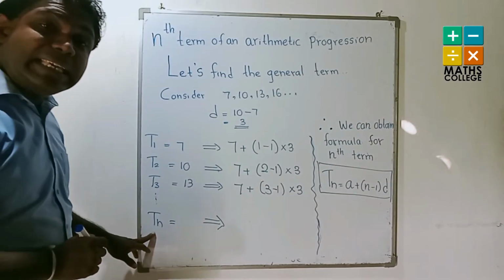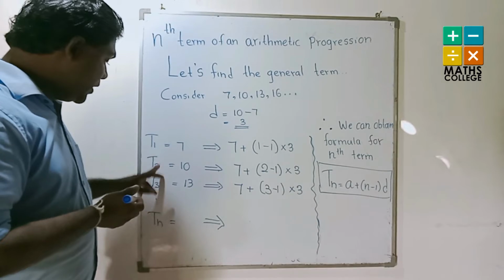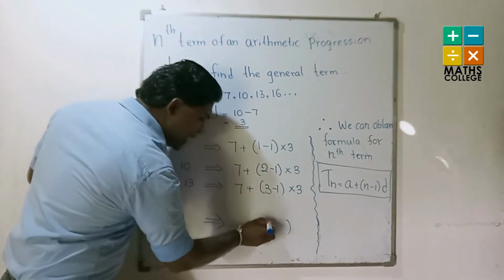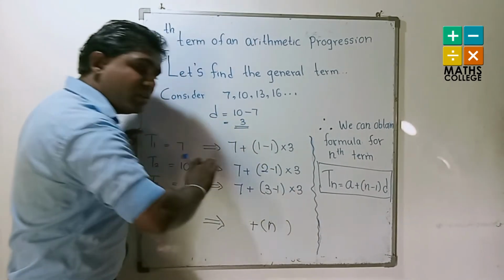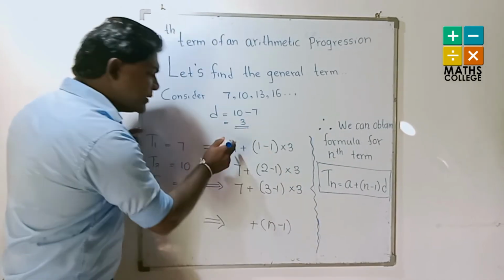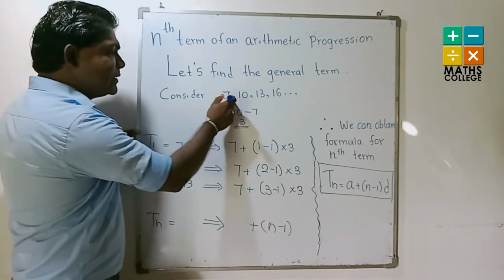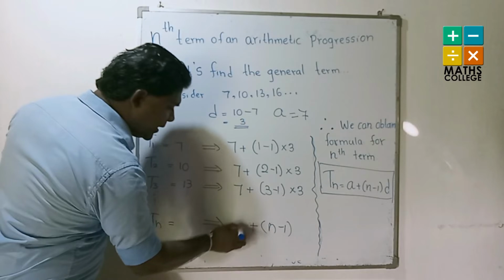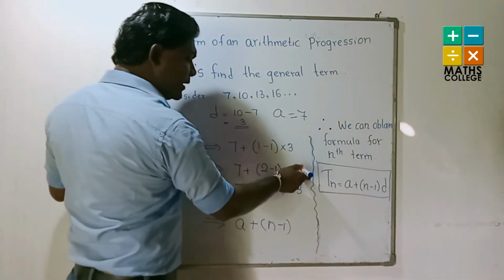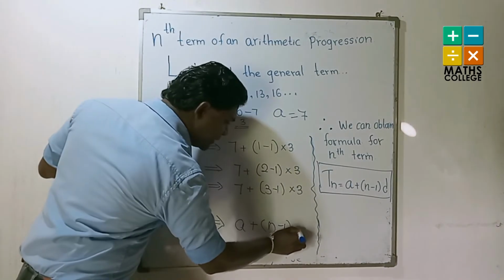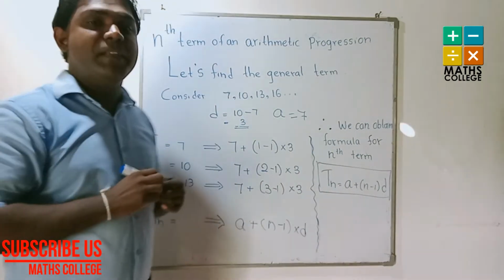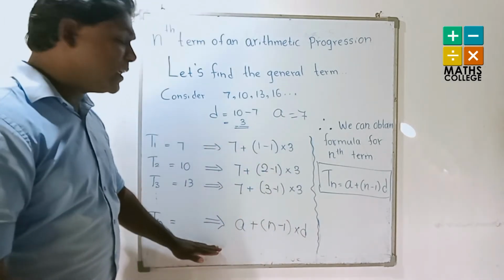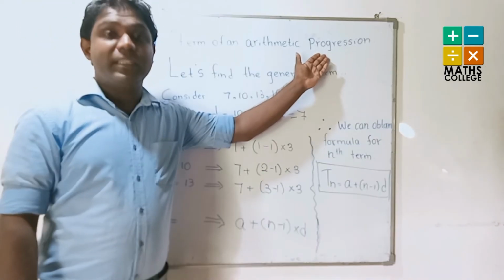That means if Tn means the general term, then 1, 2, 3, n, that means here in the bracket n minus 1. The 7, 7, 7 does not change. What is this 7? 7 is the first term, we can write it simply as A. And 3, 3, 3, what is 3? 3 is multiplied by D, the common difference. I think you understood how to make the general term of any arithmetic progression.